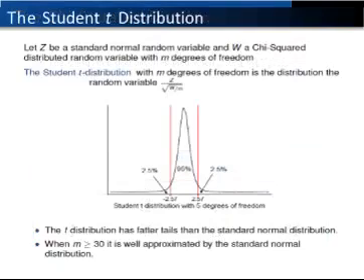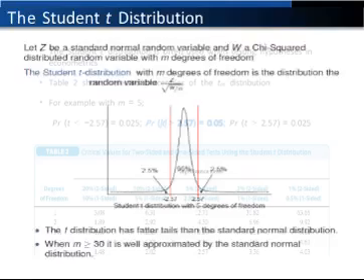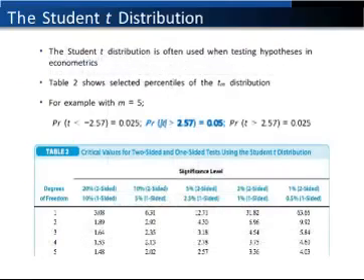The student t-distribution. Let z be a standard normal random variable and w a chi-squared distributed random variable with m degrees of freedom. The student t-distribution with m degrees of freedom is the distribution of the random variable z divided by the square root of w divided by m. The t-distribution has fatter tails than the standard normal distribution. When m is equal to or greater than 30, it is well approximated by the standard normal distribution. The student t-distribution is often used when testing hypotheses in econometrics.